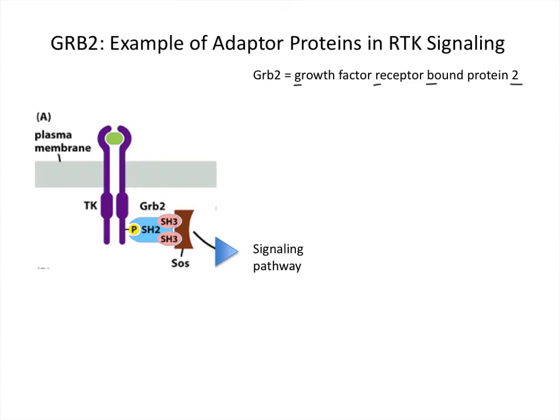This figure is not from your textbook, but I like the amount of detail that it has. And so basically GRB2 is this protein that has both blue and pink portions, and you can see that it's got a labeled SH2 domain, which is interacting with a phosphate, presumably on a tyrosine of this receptor protein. It also has two SH3 domains, and that is interacting with another protein, which is shown here in brown.